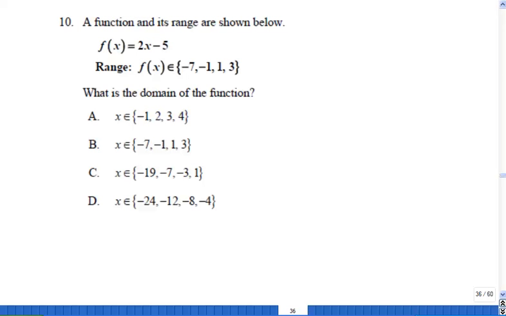Wake up, have a seat, pencil and paper, and let's do one more problem for the proficiency exam. Problem number 10, a function and its range are shown below. F of x equals 2x minus 5. The range is f of x, which is an element of the following set: -7, -1, 1, and 3. What is the domain of the function? A, B, C, and D. And how can we find that?